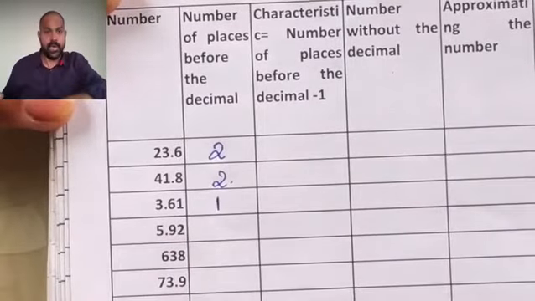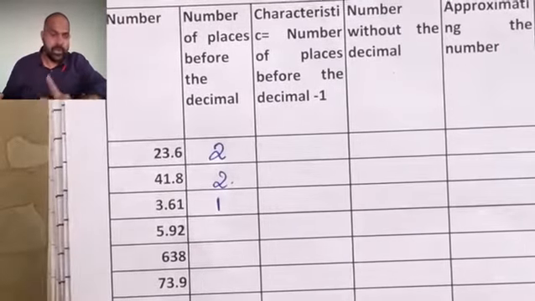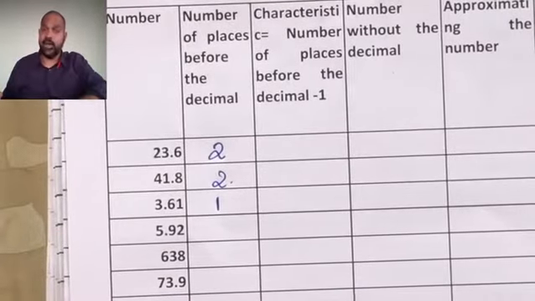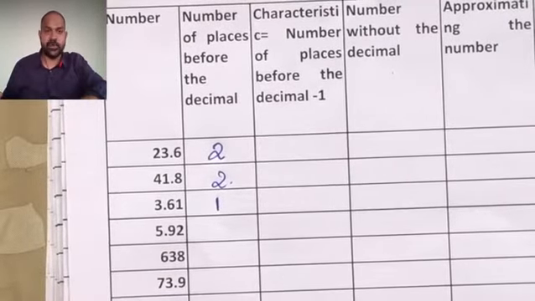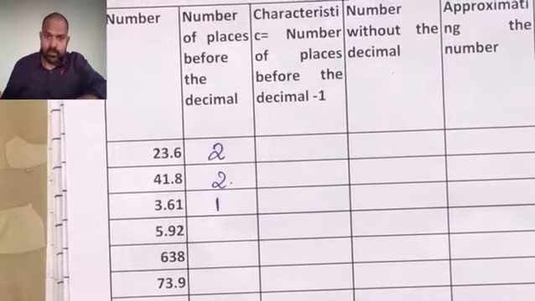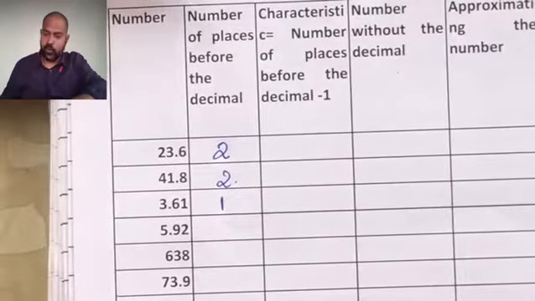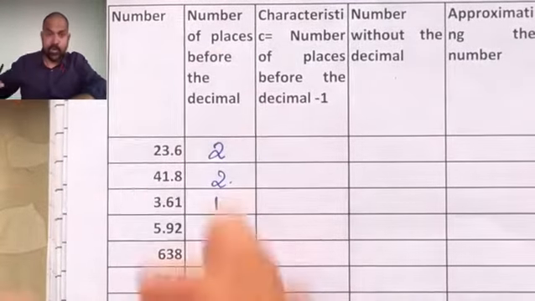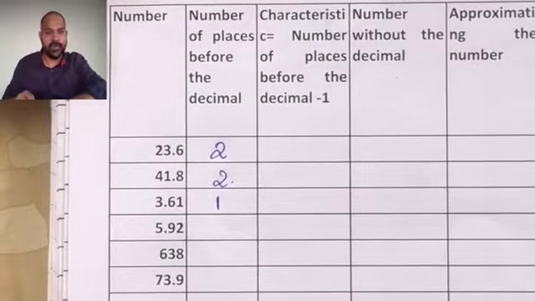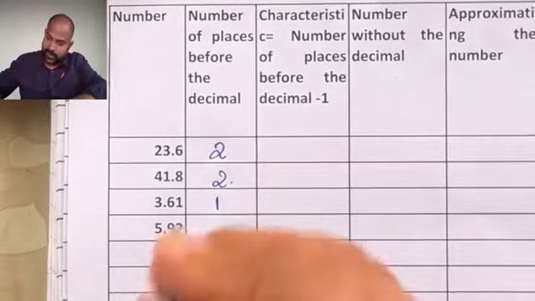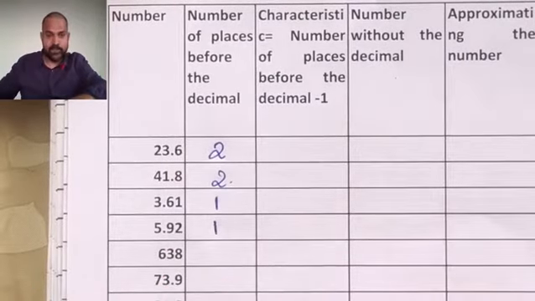I'm going to repeat this. It is not the number before the decimal. It is the number of places before the decimal. I will agree with you that this might be sounding and looking a little too vague, but I want you to humor me and do as I say. So we are going to fill up this entire column with number of places before the decimal. 5.92, there is one place before the decimal.